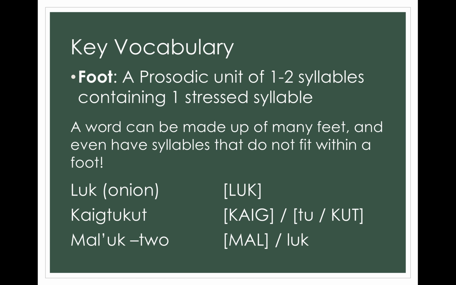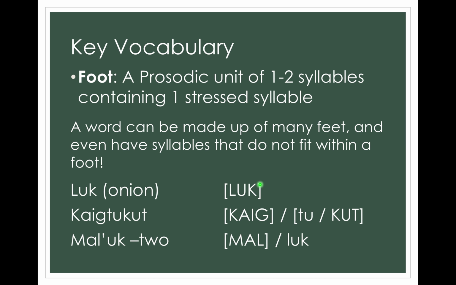Okay, so again, a foot is a prosodic unit made up of one or two syllables. Every foot contains one stressed syllable. A word can be made up of many feet and even have syllables that don't fit within a foot. Here are some examples. Luuk means onion. It itself is a foot. So this is a foot that is just one syllable. Every foot is marked by brackets, and the stressed syllable is in all caps.